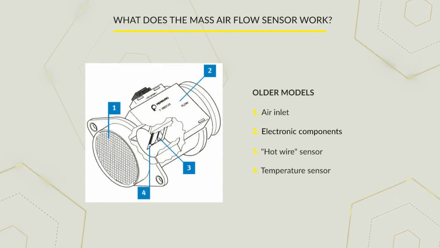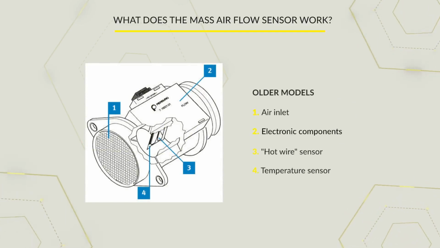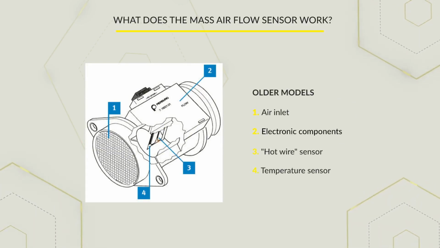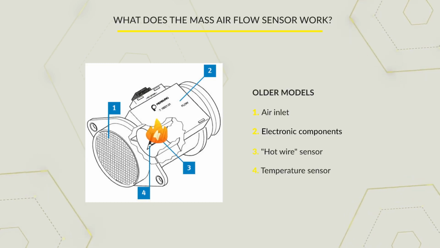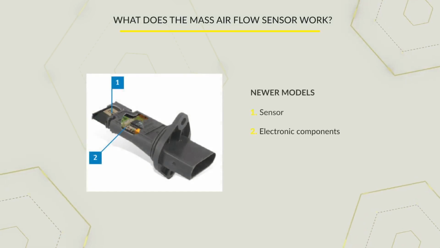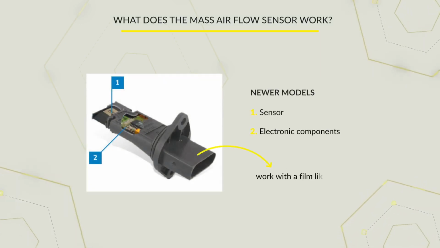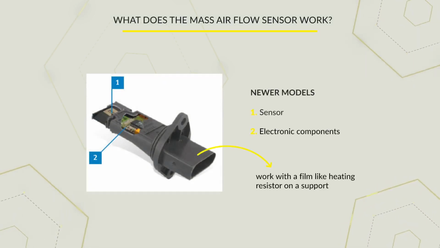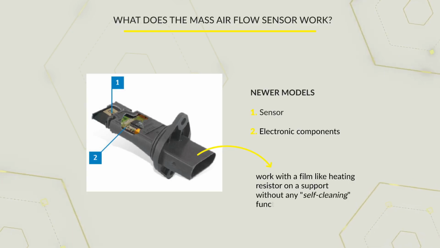Older models have a hot wire sensor, where any contamination on the wire used for measurement is burned off, and continues to be powered even after turning off the engine. Newer models, on the other hand, work with a film-like heating resistor placed on a support, without any self-cleaning function.